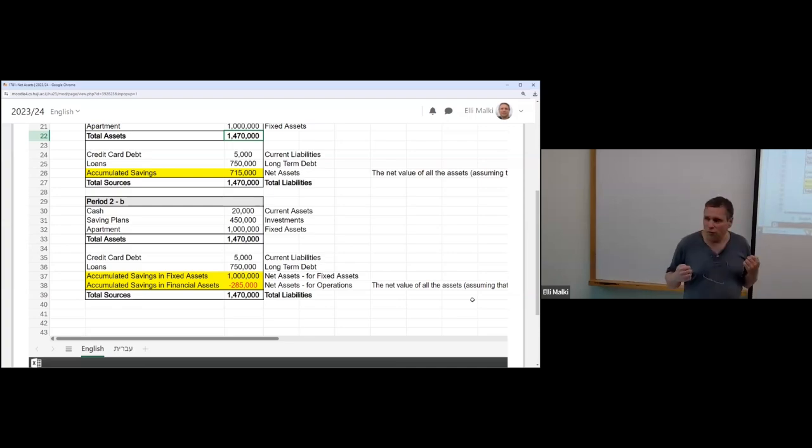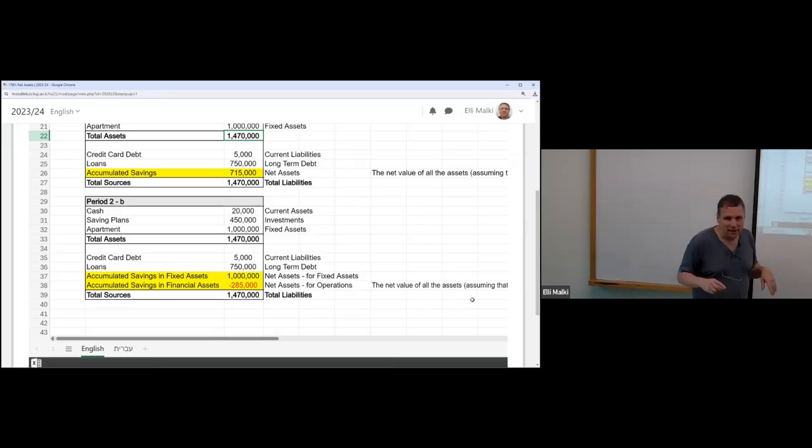So what I want to see is a measure for my financial position under the assumption that selling the fixed asset is not an option. Under the assumption that I keep the fixed asset, I still want to know what my financial position is. And this is reflected, and this is the most important and also the most confusing part of the net assets, we'll see immediately in the analysis.